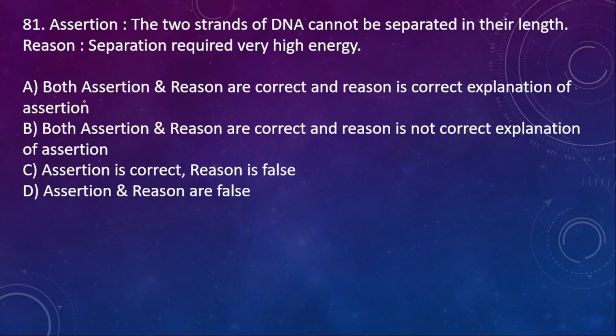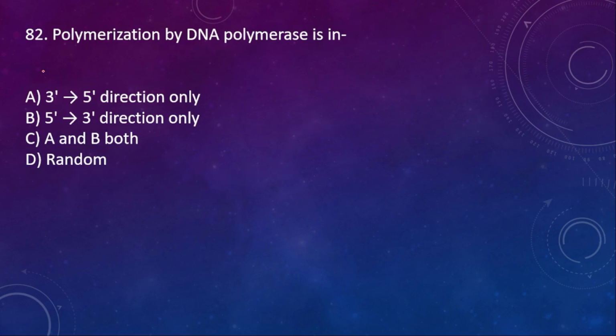81. Assertion: the two strands of DNA cannot be separated in their length. Yes, it is true. Separation requires very high energy, and it is also true. So the right option is option A. 82. Polymerization by DNA polymerase is always in the 5' to 3' direction. So here the right option is option B.